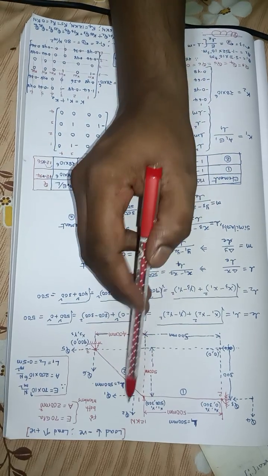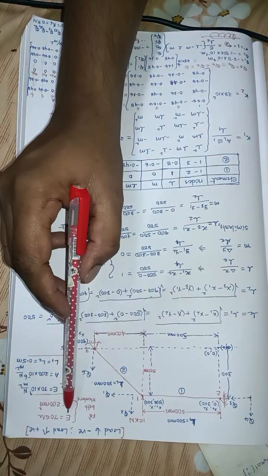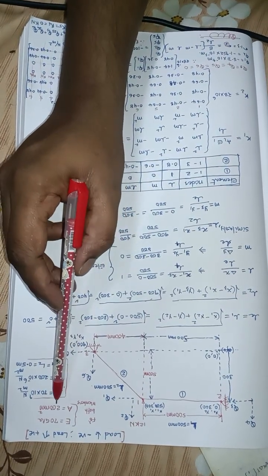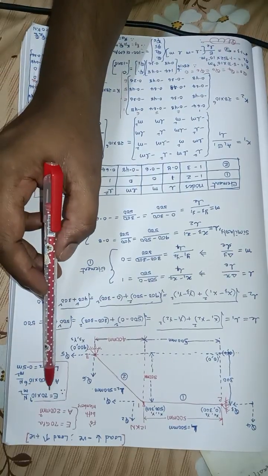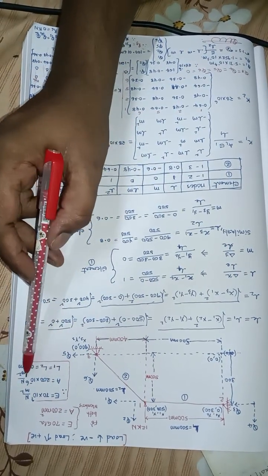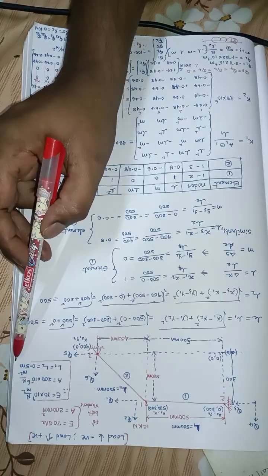Here they are given the 12 kilonewton load, and they are given the Young's modulus as 70 gigapascal and the area 200 mm square. We convert these into 70 into 10 power 9 Newton per meter square, and the area into meter square. Here they are given the length 500 mm, which we convert into 0.5 meters.